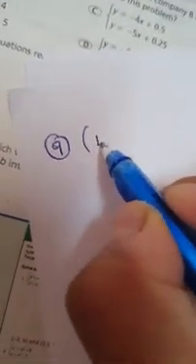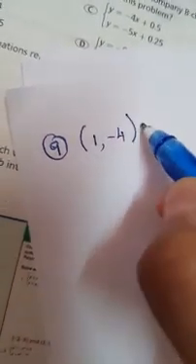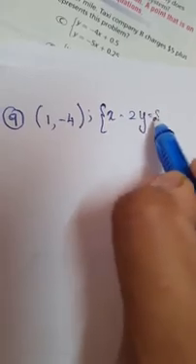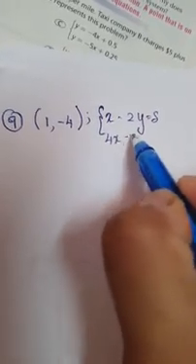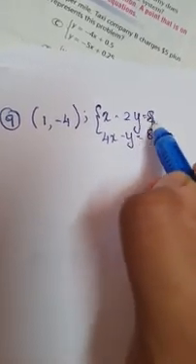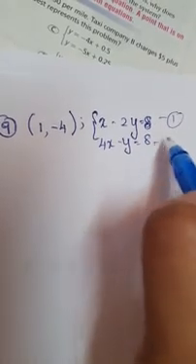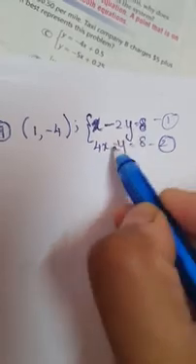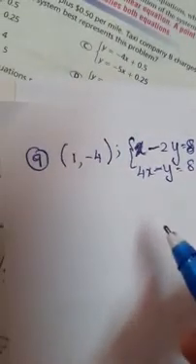Okay, now this is for question number 9. The coordinates given are (1, -4), and the system is x minus 2y equals 8 and 4x minus y equals 8. This is the first linear equation and this is the second linear equation. Linear because it should all be straight once you graph it.